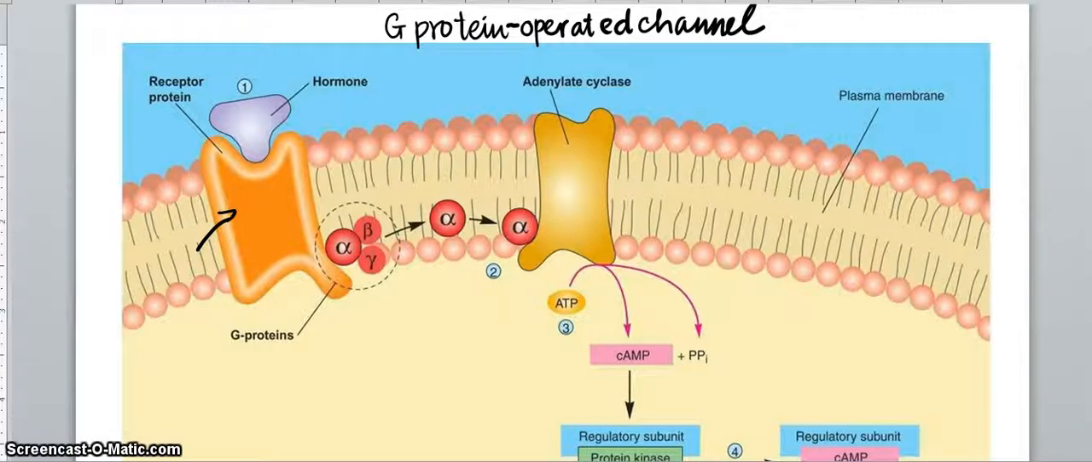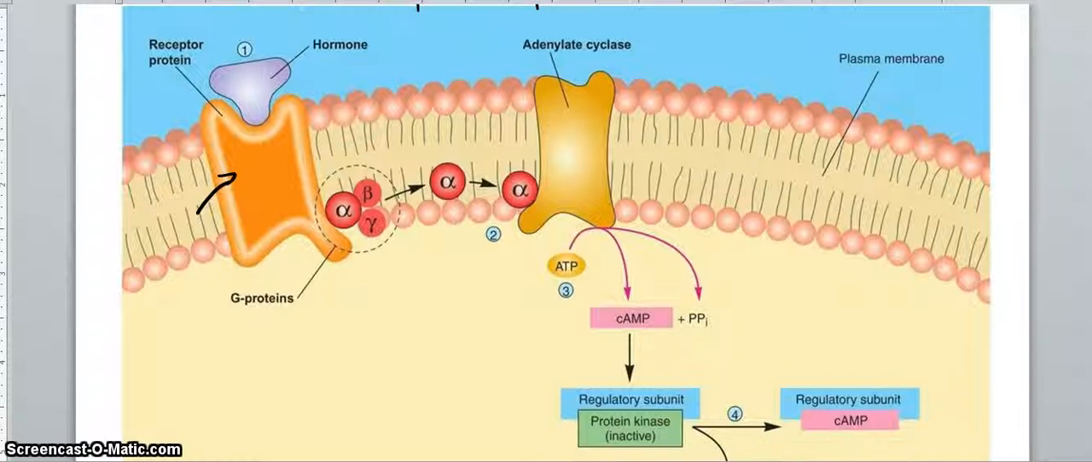So in the last video I talked about one of the ways that a cell can relay information from other cells. That is, it can activate certain chemically gated channels or electrically gated channels to bring about the response. In this video I'm going to talk about another way that a cell can respond to outside signals from other cells, and that is the G protein operated channel pathway.